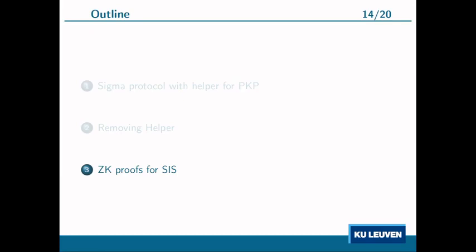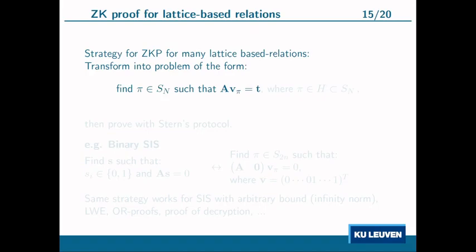A common strategy for zero-knowledge proofs for many lattice-based relations is to first transform the lattice problem into a problem of the following form. Given a matrix A, a vector V, and a target vector T, the problem is to find a permutation such that if you permute V with this permutation, then A times the permuted vector is equal to the target vector.